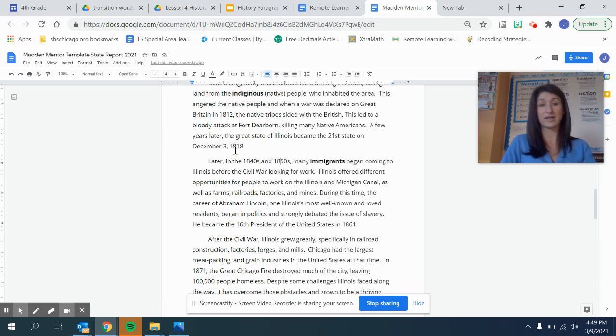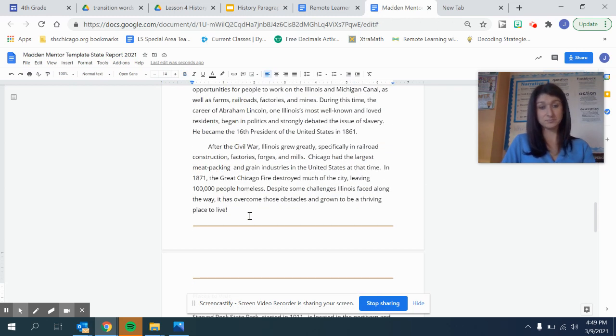Notice that I'm moving along the 1800s. Notice I mentioned another person that was important to my state. I also started with later, during this time. Okay. And my last section has to do with after the Civil War and what happened.